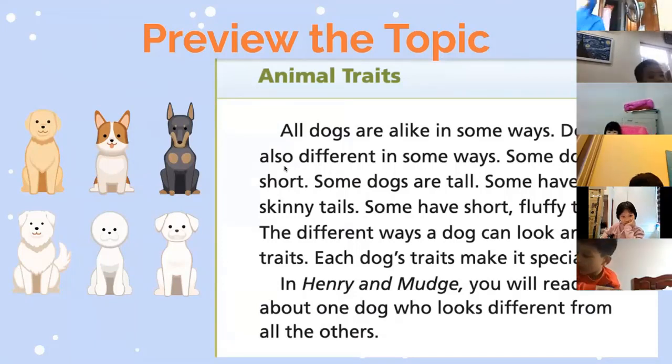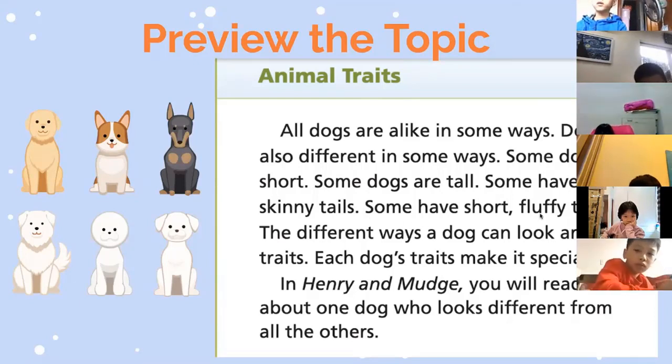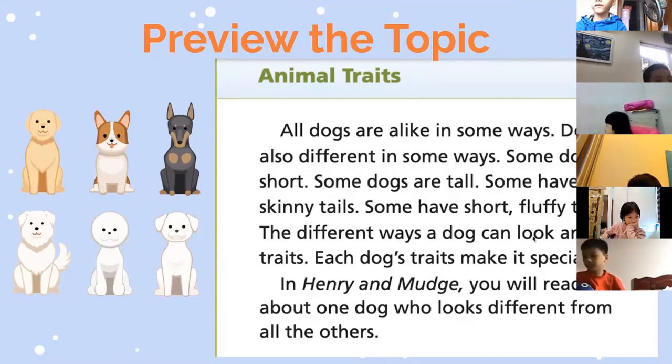Dogs are also different in some ways. Some dogs are short, some dogs are tall. Some have long, skinny tails. Some have short, fluffy tails. The different ways a dog can look are called traits. Each dog traits make it special. In Henry and Mudge, you read about one dog who looks different from all the others.